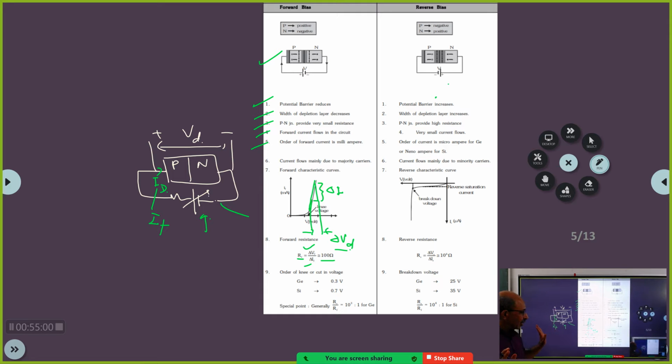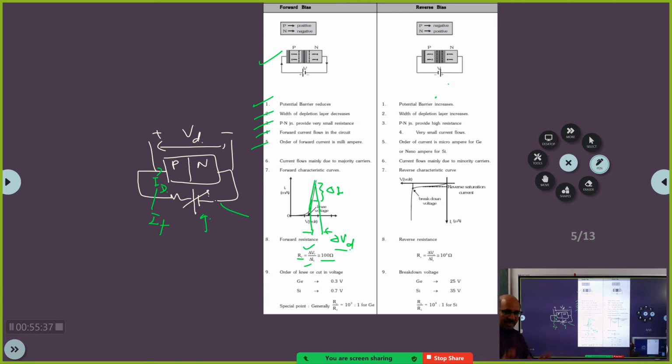Sir, won't that resistance be the same as rho L by A? No, it is not rho L by A. Rho L by A is for the metal conductor. Here the currents are because of the diffusion of the charges. So here the graph is very clear. The current has increased by delta I for the corresponding change in delta V. Therefore, we are just taking this ratio and calling it resistance.